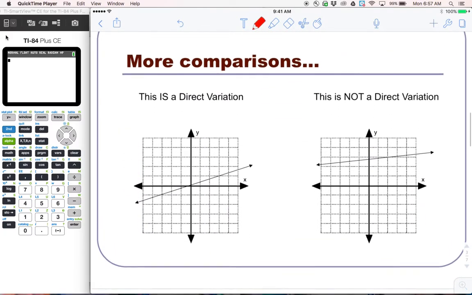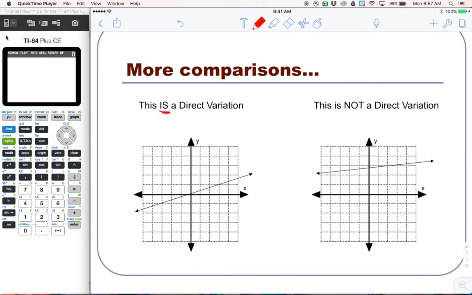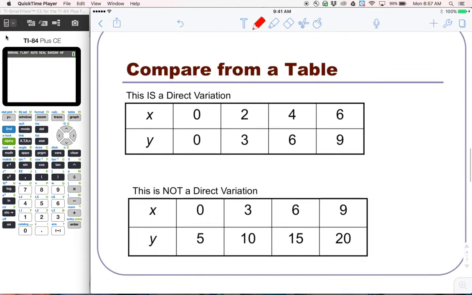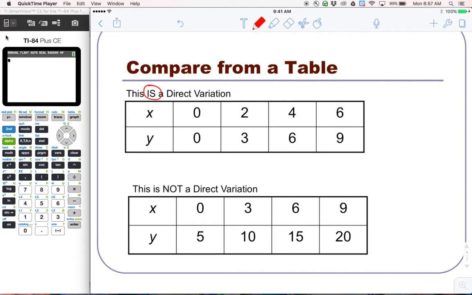Again, the graph on the left is direct variation. The graph on the right is not direct variation. Are your observations holding up under this new example? Okay, again, hang on to those. Let's look at the next one. Now we have it from a table. The top one is a direct variation. The bottom one is not a direct variation. Do your observations still hold up?